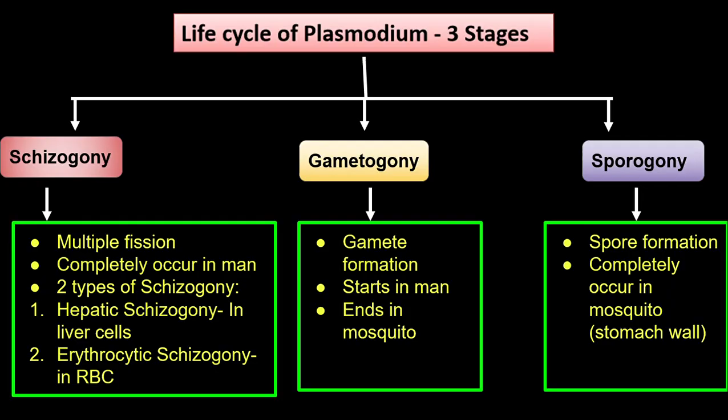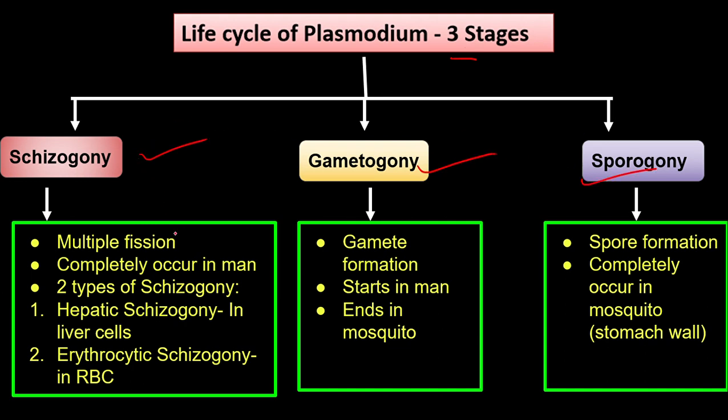Now, life cycle of Plasmodium vivax. We will study it in two ways: one in man, and the other in mosquito. Before moving ahead, you are supposed to understand three terms. Life cycle of the Plasmodium has three stages. What are the three stages? They are sizogony, gametogony and sporogony.